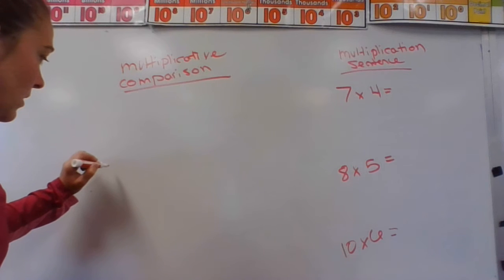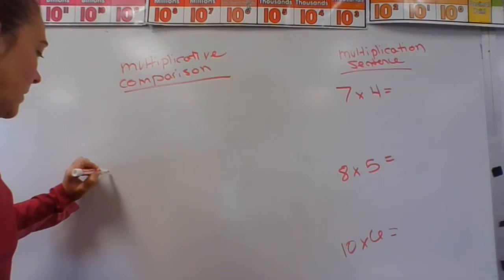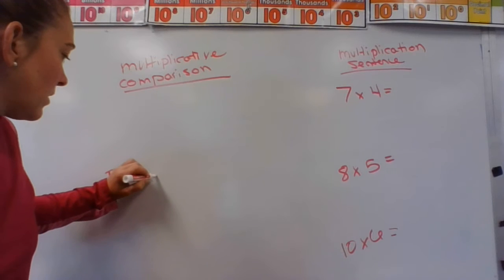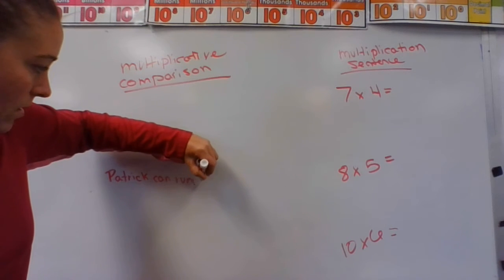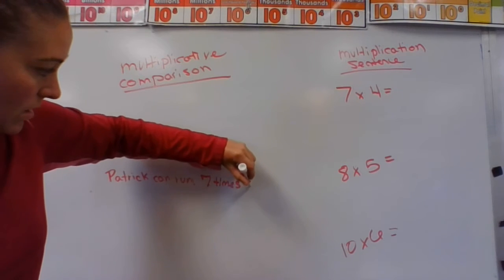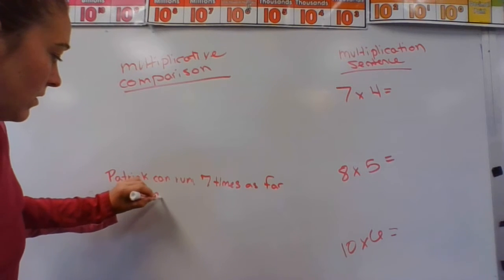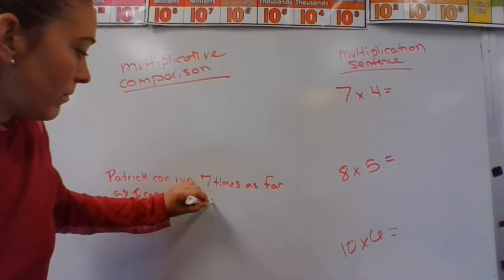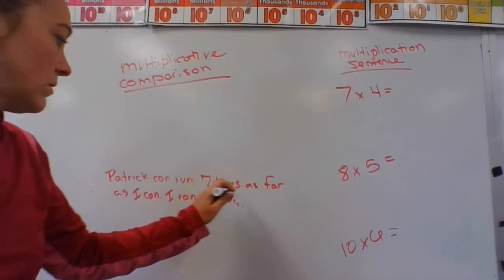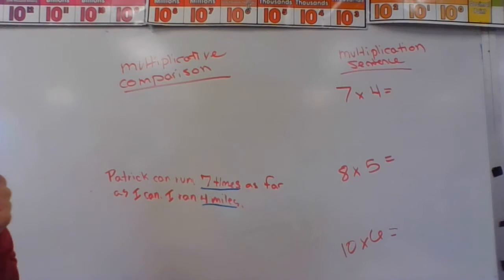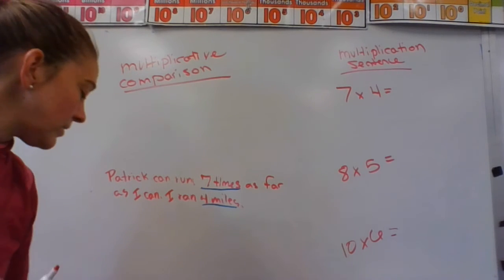What's a good one? I've got to do 7 and 4. Patrick can run 7 times as far as I can. I ran 4 miles. So that would be 7 times, and then 4 miles. So that's one. And notice how I would have to draw the line across. It wouldn't be exact.